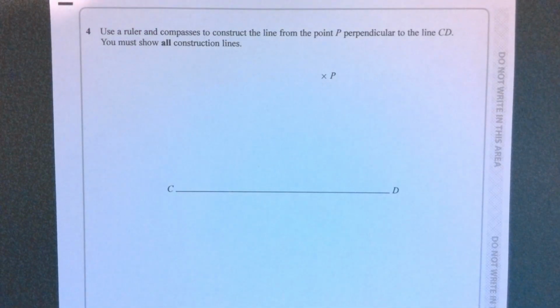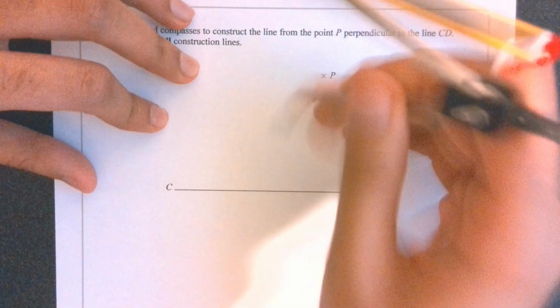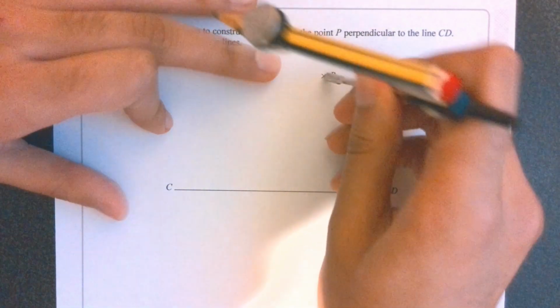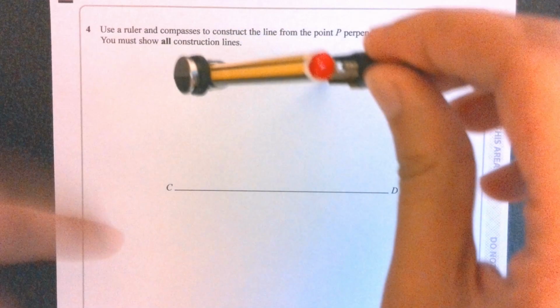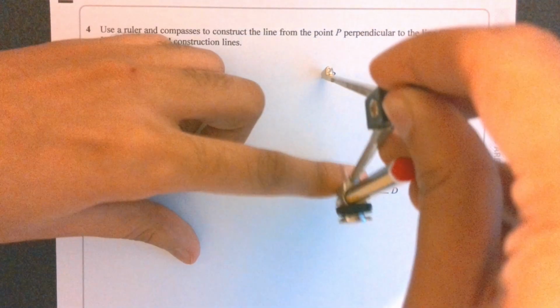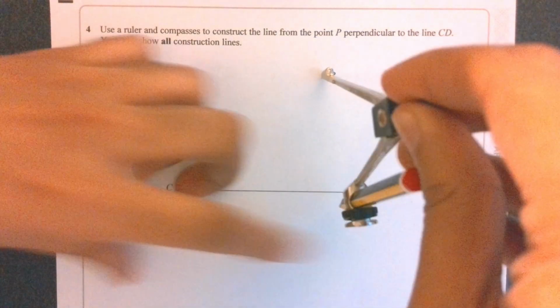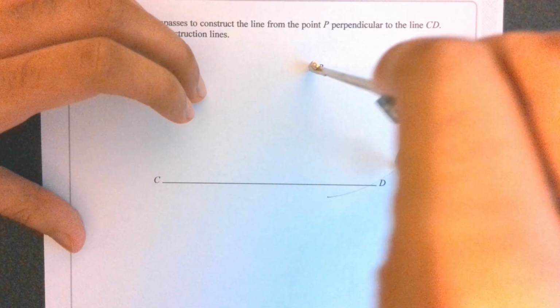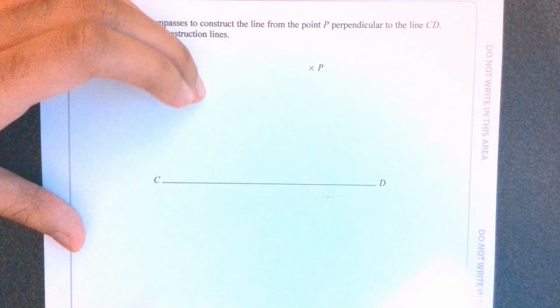Question number 4. We have to use a ruler and compass to construct the line from the point P perpendicular to the line CD. Well, if we grab our compass as shown here, extend it out, put the pointy bit at the point X over here, and literally intersect this line CD with a couple of arcs. So if we do that, we can intersect it here and also here. So we've got 2 intersection points.